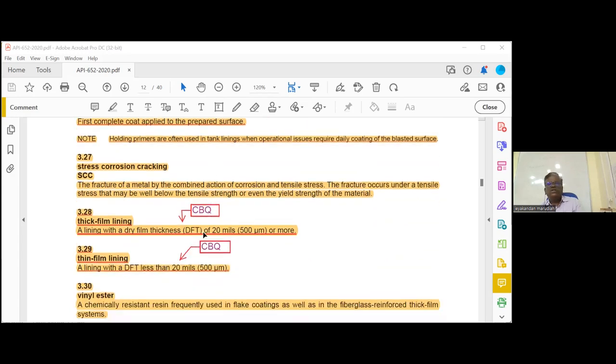Then these two are very, very important. Regularly asked in the exam. What is meant by thick film lining? A lining with a dry film thickness of 20 mils or more is thick film. Less than 20 mils, we call it a thin film.